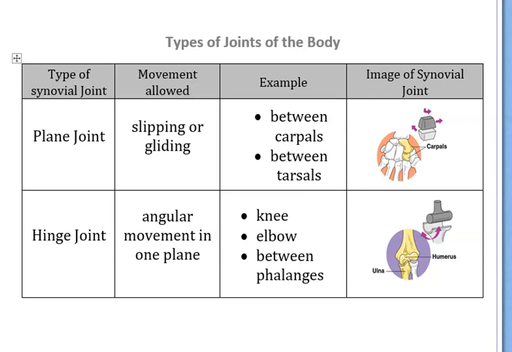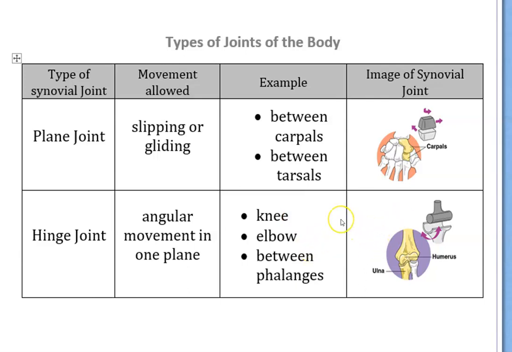Our first one is the plane joint, and in a plane joint you just get this gliding past one another. Think of the Queen's wave, that back and forth. We're going to see this between the bones of your carpals, just that sliding back and forth, and between your tarsals. Those bones just slide past one another, giving us a uniaxial direction there.